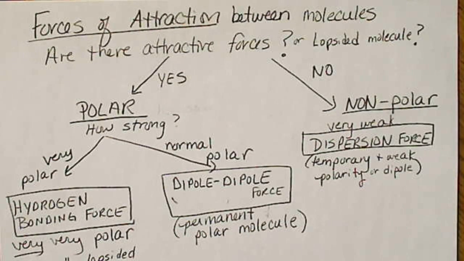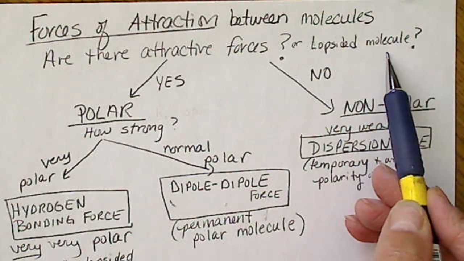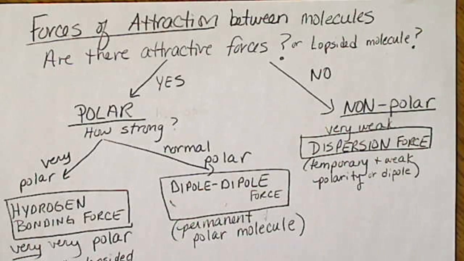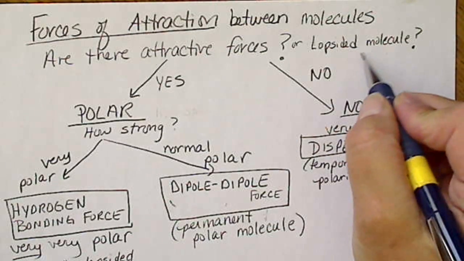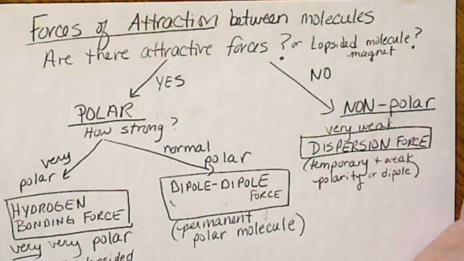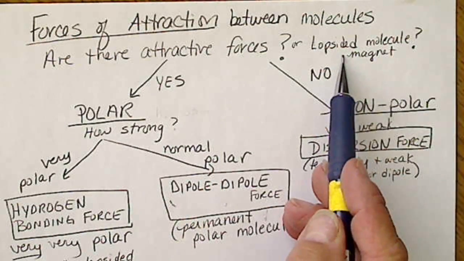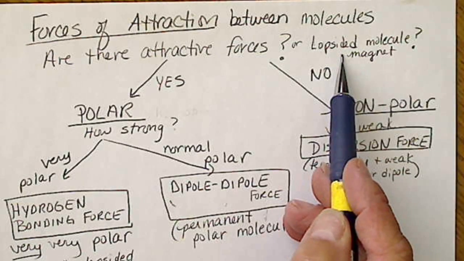Discuss the forces of attraction between molecules. I've got those three forces written in boxes. That is going to come down to, is the molecule polar or is the molecule lopsided? We talked on a previous slide that a polar molecule is going to act like a magnet. It's going to be attracted to other molecules like it, and so we just call those attractive forces. So are there attractive forces is the same question as is the molecule polar.